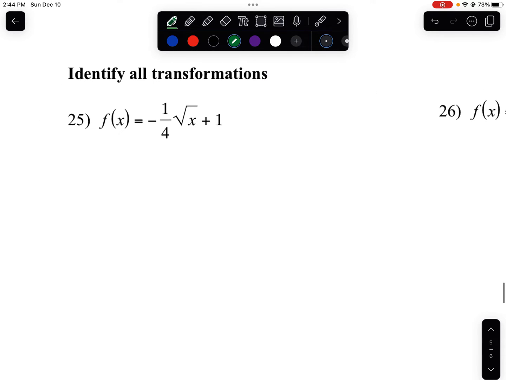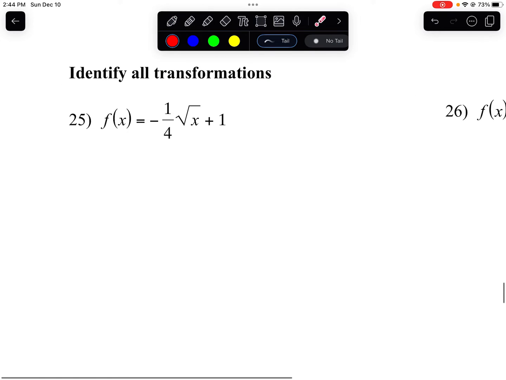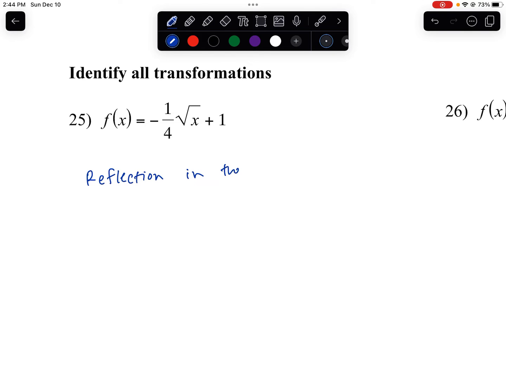Okay, identify all transformations. I can spot 3: 1, 2, and 3. Here, reflection in the x-axis would be the first one. The 1/4 would be a vertical shrink by 1/4. And this plus 1 would be a shift up 1.